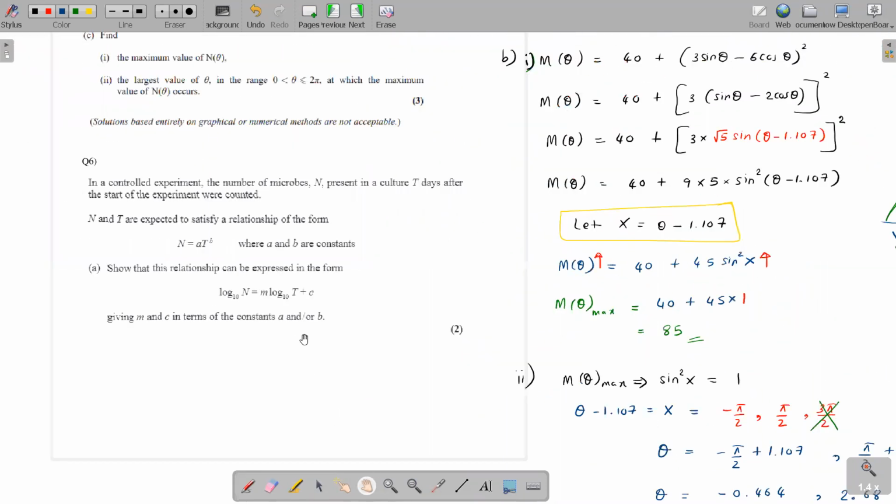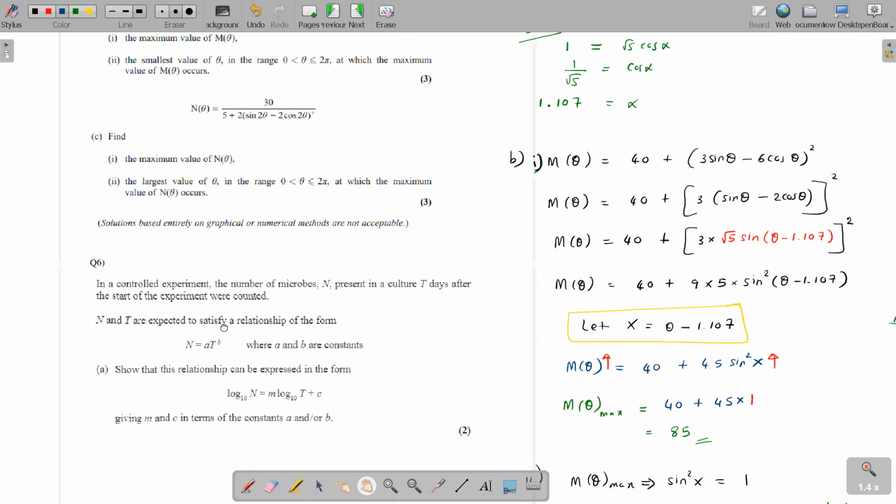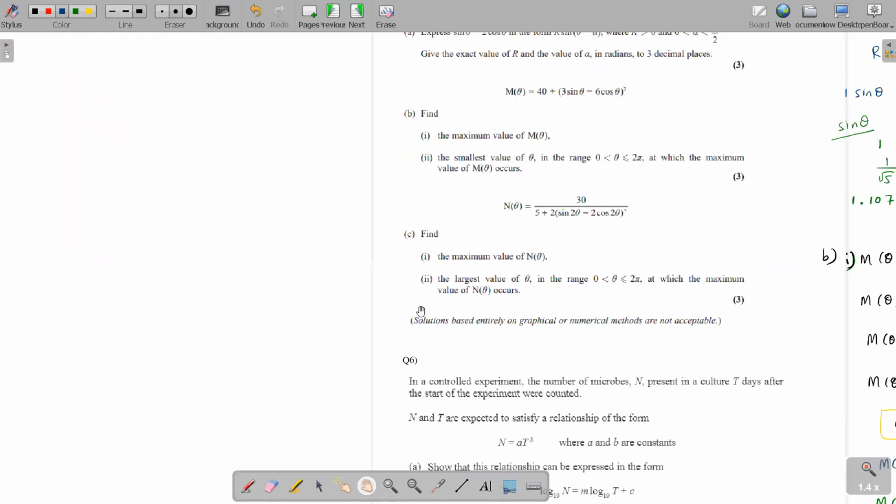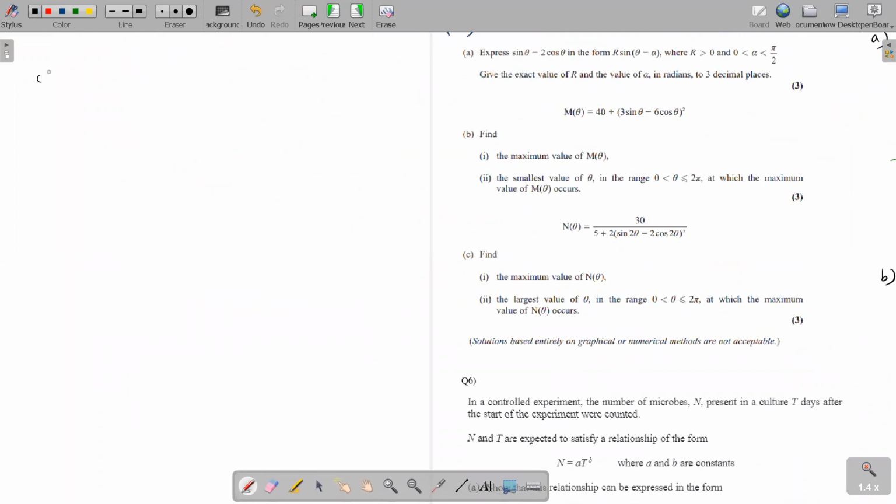We're moving to the next part. Part C. So there's a part C also. So part C, it's a totally different function now, N theta. N theta equals 30 over 5 plus 2 times sine 2 theta minus 2 cos 2 theta, whole thing square. Okay, are you guys with me? N theta equals 30 over 5 plus 2 sine 2 theta minus 2 cos 2 theta, whole thing square.